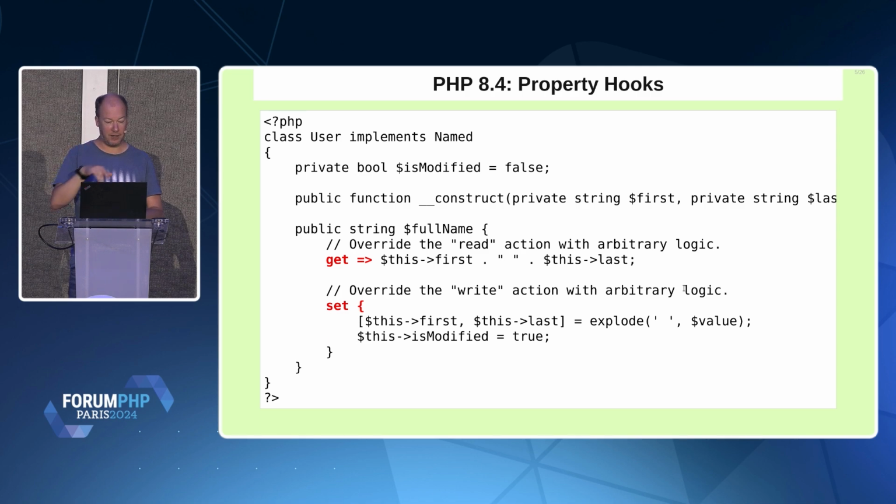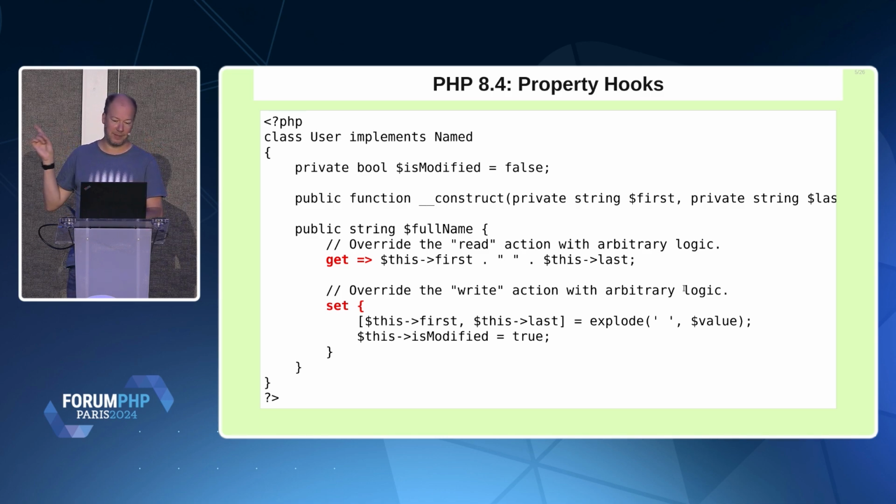So what I've done here is that my get operation basically returns a concatenation of the first name, a space, and a surname, or the last name. I know that is not how names work, but it's the example here. Similarly, if you do a set here, it will take your string, explode it by the space, and then assign the first bit to first and the second one to last. So you can actually write to two different properties from just writing to a single one.